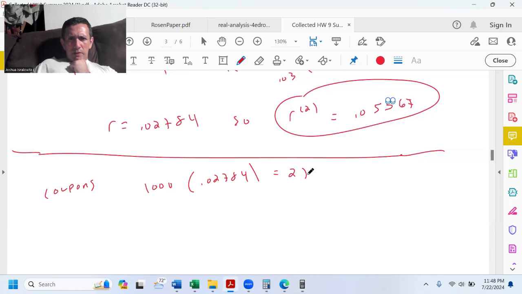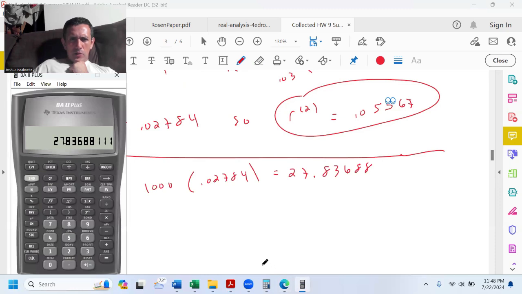So 27,836.88. Right. So we're getting 40 of these because it's 20 years. We get an extra 1,000 for the face value at the very end, but we gotta pay 20 payments of 69,902.66.